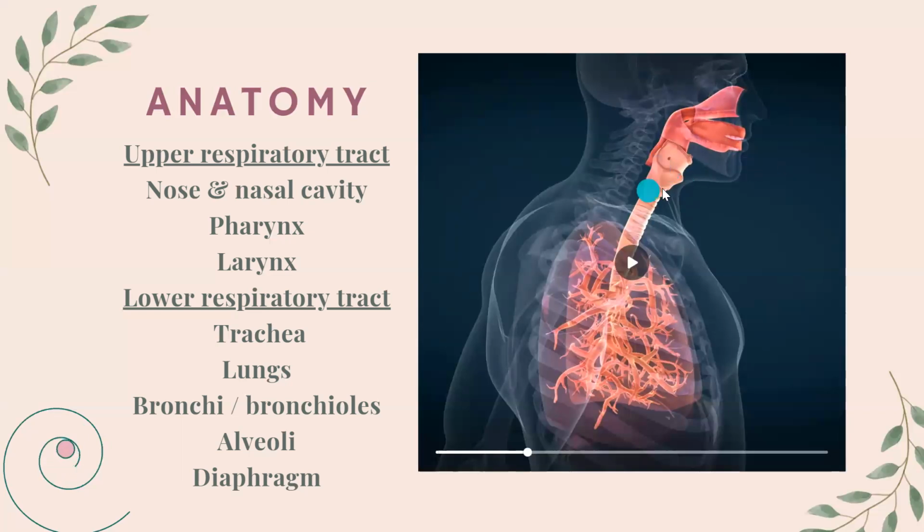Going farther down the chain, we have our larynx. That's going to include your voice box and vocal cords. Sometimes you'll hear that area just referred to as the voice box. And then that is going to be the last structure or segment that is considered the upper respiratory tract.